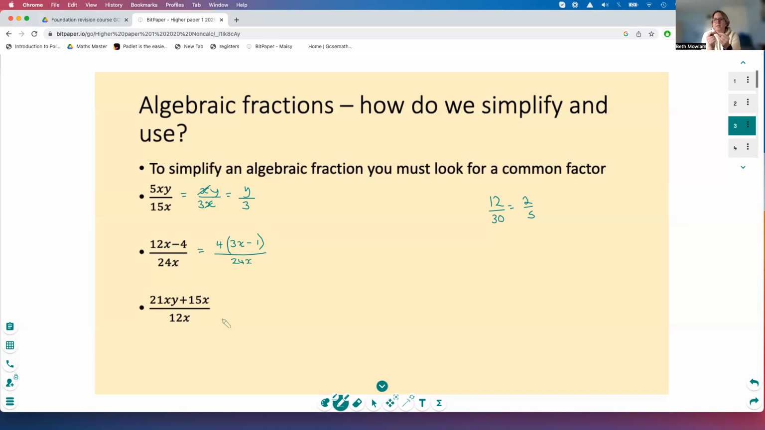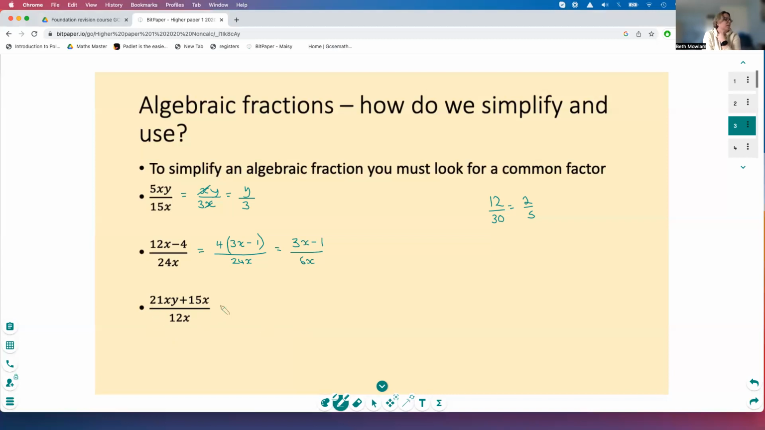Now, when I'm looking to simplify, I'm looking for a common factor. 4 is a common factor, 4 goes into both. If I divide the top by 4, I'm left with 3x minus 1. If I divide the bottom by 4, I'm left with 6x. That is the simplest term. I cannot cross out the x like some people like to, because it is not in every term in the fraction. It has to be a common factor in order for me to be able to simplify it. So factorize first.